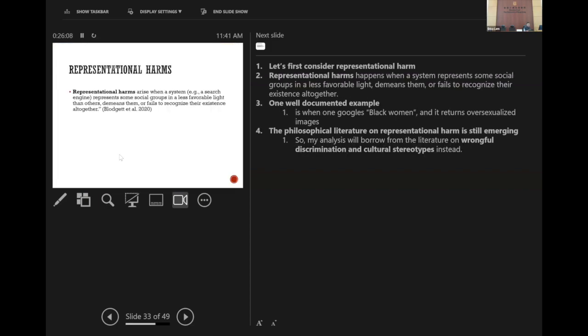So let's first turn to representational harm. A representational harm happens when a system represents some social group in a less favorable light compared to others, or demeans them and fails to recognize their existence altogether. One famous, well-documented example is that when one Googles the term Black girls, it tends to return overly sexualized images compared to white girls, for example. The philosophical literature focusing on representational harm is still really emerging, right? So we're going to do our analysis borrowing resources from the literature on wrongful discrimination and cultural stereotypes instead.